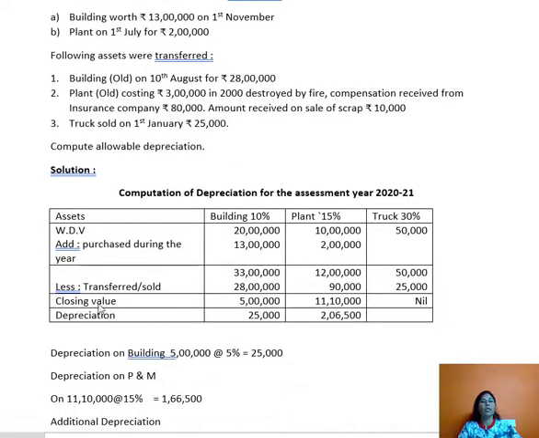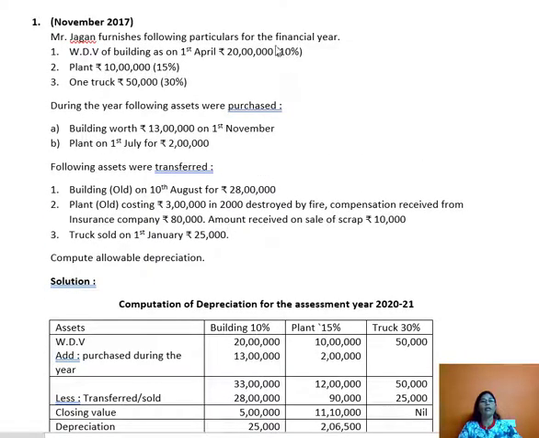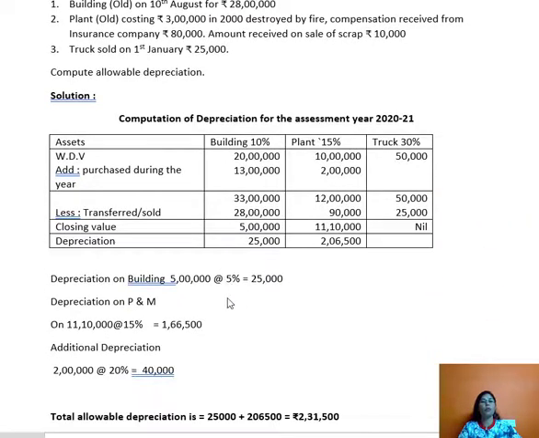Now if you see, the closing value we have is only 5 lakh. We assume that the asset which is transferred, 28 lakh, is deducted from 33 lakh, so only 5 lakh is left. So the new building is remaining, therefore we charge 50% of the rate, that is 50% of 10%, which comes to 5%. Therefore 5% on 5 lakh comes to 25,000. So the depreciation on building is 25,000.